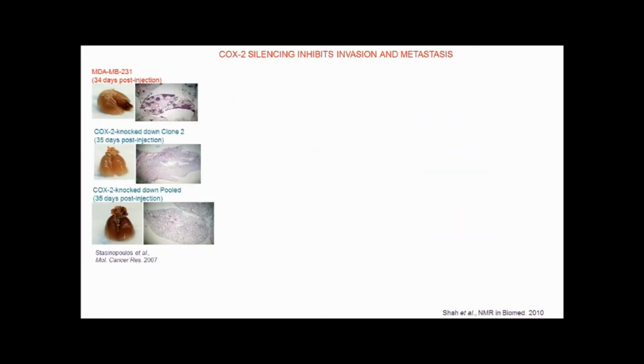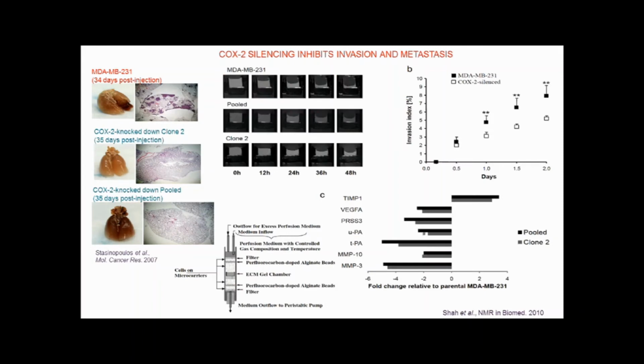And importantly, if you take these cancer cells and put them into the tail vein, what we find is that they do not metastasize, as shown here, where these are the wild-type MDA231 cells that show a lot of metastasis in the lungs. But if you knock down COX-2, there were in fact no metastases in the lungs of mice injected with these cells.